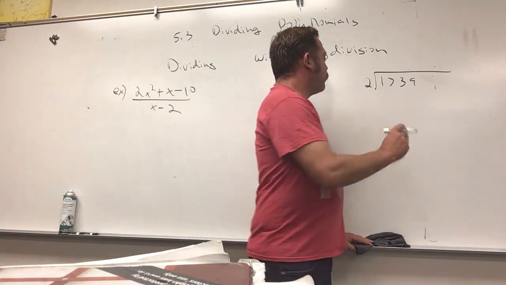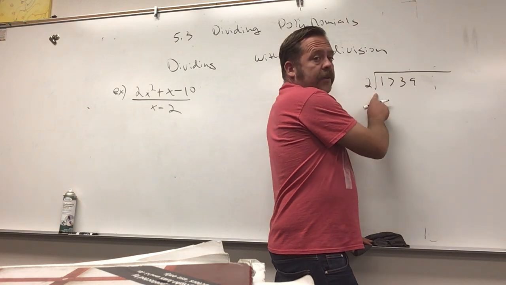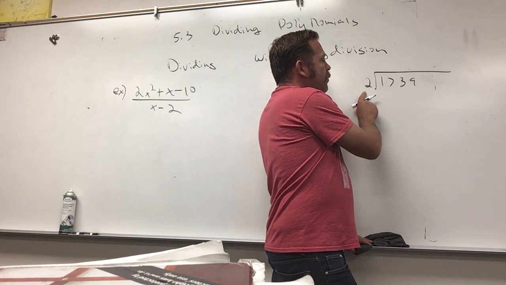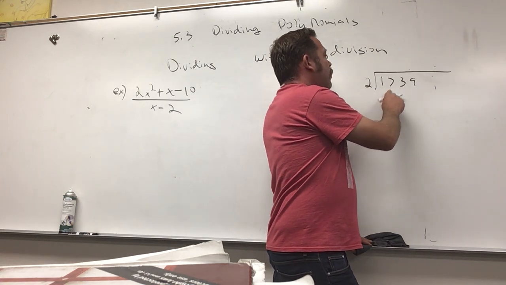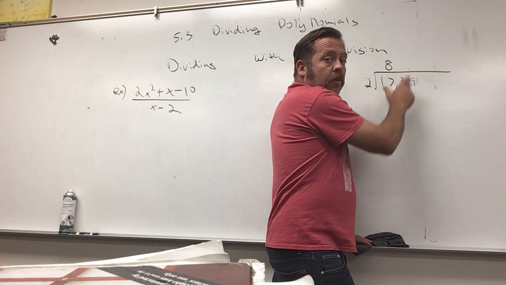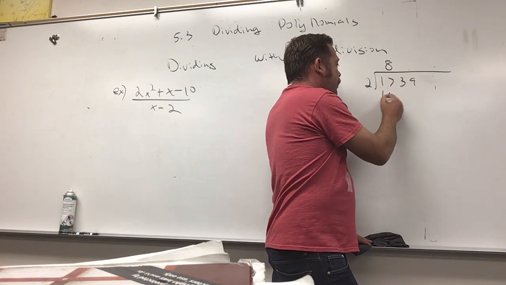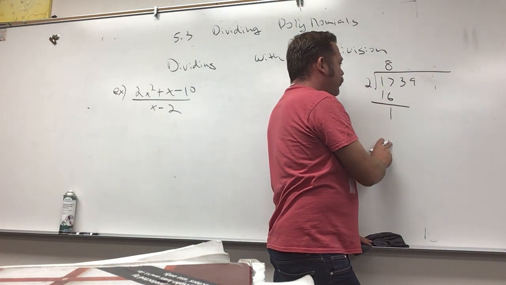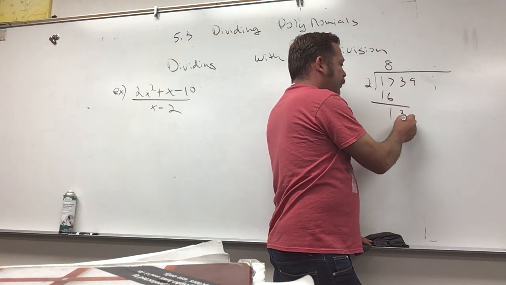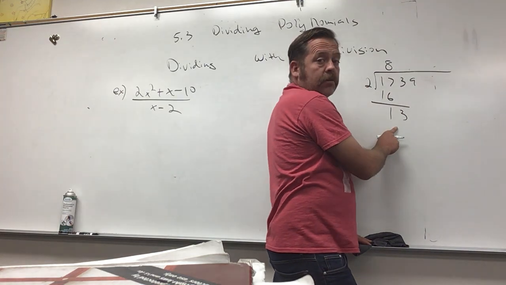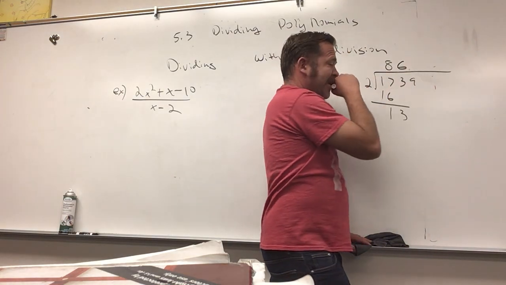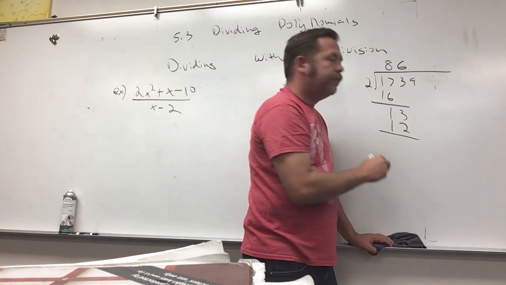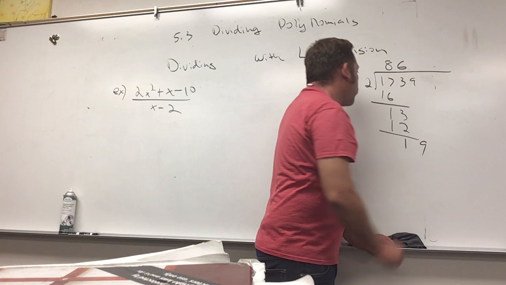All right, so with long division, how many times does 2 go into 17? Well, we'll go 8 times. And then you multiply. 8 times 2 is 16. And then you subtract. 17 minus 16 is 1. And then you bring down the 3. And how many times does 2 go into 13? 6 times. And 6 times 2 is 12. And then you subtract. You get a 1 and a 9.